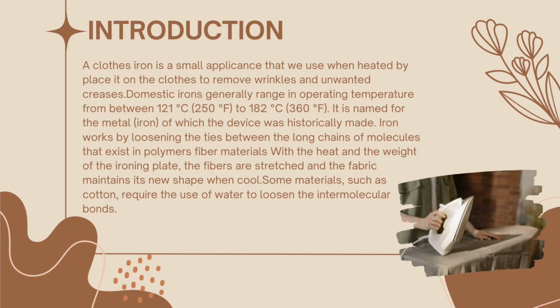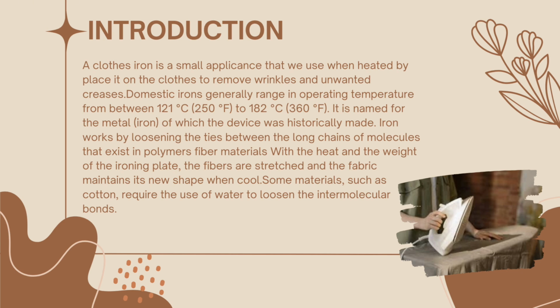A clothes iron is a small appliance that we use, when heated, by placing it on clothes to remove wrinkles and unwanted creases. Domestic irons generally range in operating temperature from between 121 degrees Celsius to 182 degrees Celsius. It is named for the metal iron, of which the device was historically made.